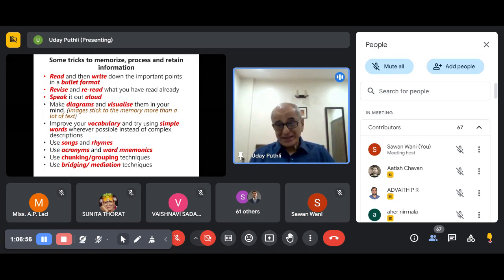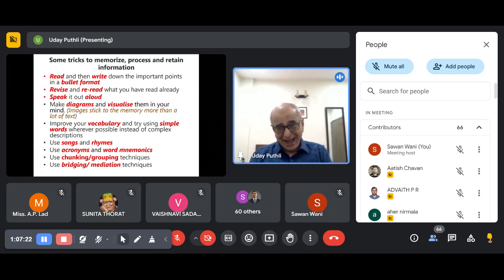Some tricks to memorize, process, and retain the information that we have collected, maybe through reading or any other means. You first read whatever information you need to, and it's a good practice to write down the important points. And one way of doing it is in bullet format.